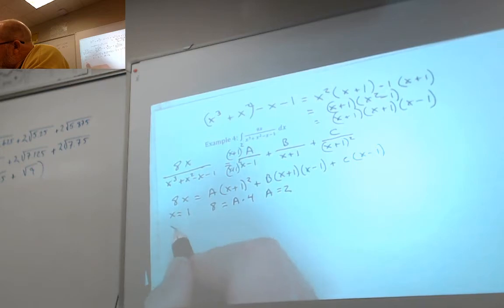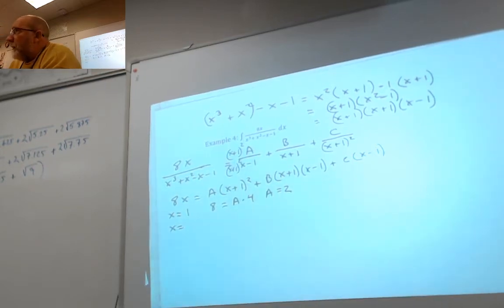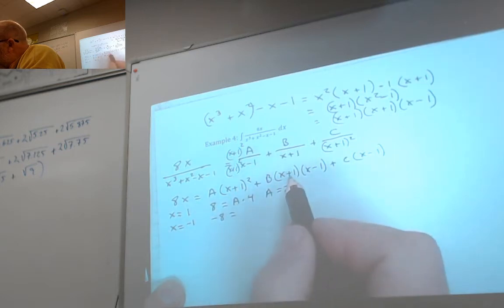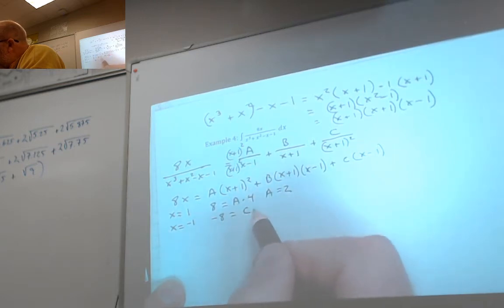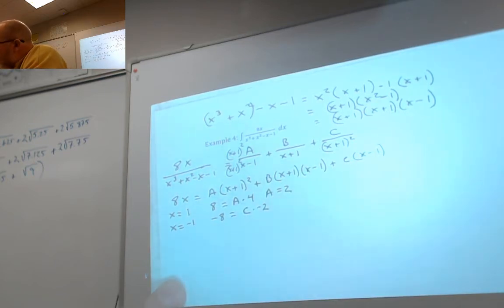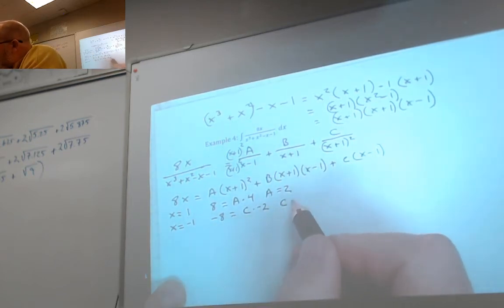What's the next number I'm going to choose x to be? -1. That means -8 equals, well, this will be 0, this will be 0, and I'll have c times a -2. Would you agree with that? That means c is equal to 4.